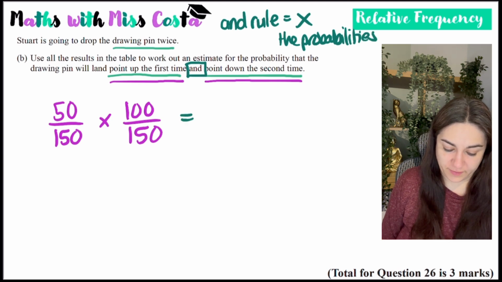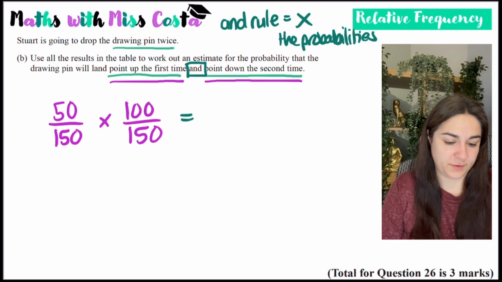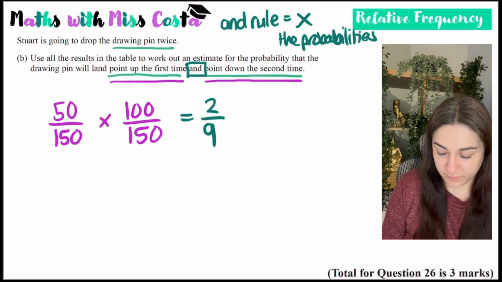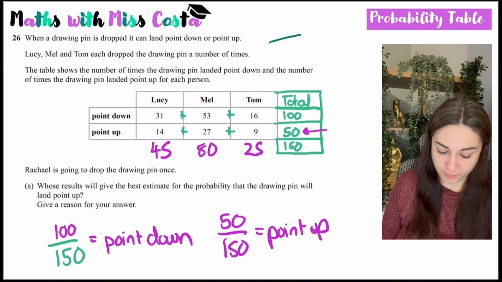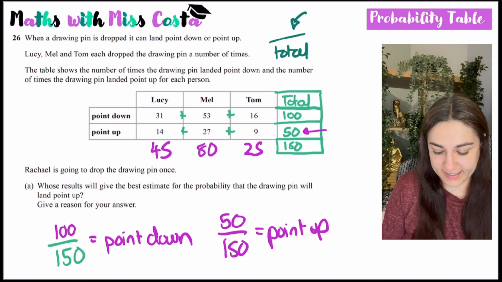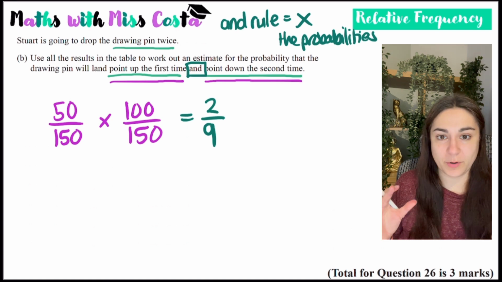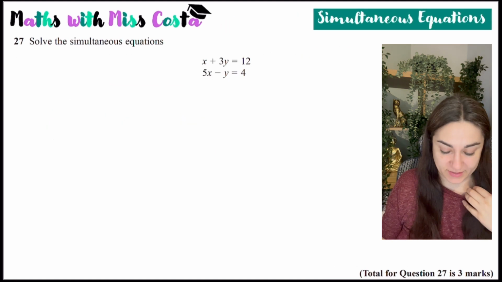So 50 over 150 times 100 over 150, you can just type that into your calculator as fractions, and if you write it, it automatically simplifies it for you to 2 over 9. So the key thing is work out the probabilities. You work out the probabilities by always having your denominator as the total, and the thing that you're doing as your numerator. And then if you're working out the probability of this and that happening, you multiply the two probabilities together.